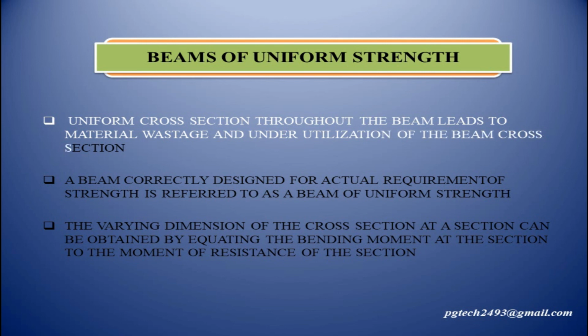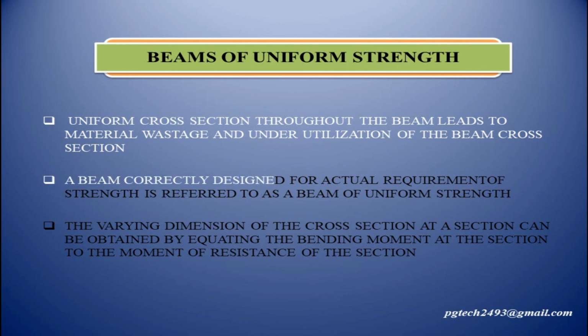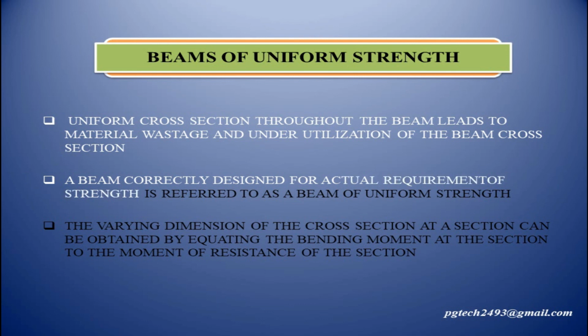It would therefore be appropriate to vary the cross section of the beam in order to resist varying bending moment along the beam length. This would result in reduced cross section at portions of lesser bending moment, resulting in economical design. A beam correctly designed for actual requirement of strength is referred to as a beam of uniform strength.